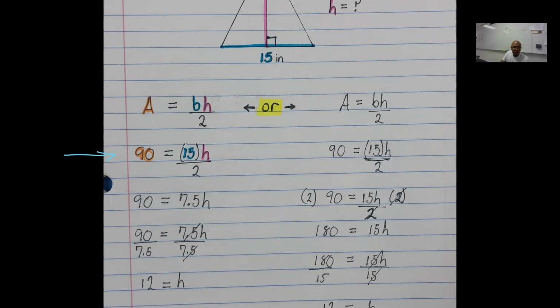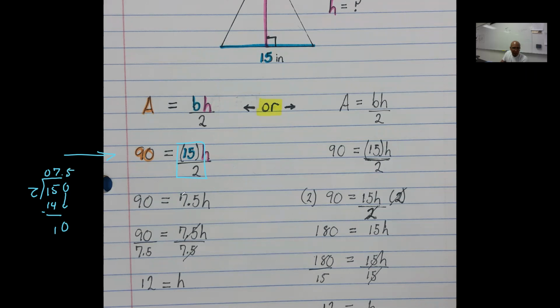All right, so the first thing I'm going to do is simplify this side with the variable a little bit more. I can't multiply 15 and h, but I can divide 15 by 2. So 15 divided by 2. If I work that out, 2 goes into 15, 7 times. 2 times 7 is 14, remainder 1. You have a decimal, bring down the 0, and 2 goes into 10, 5 times, that would be 7.5h.